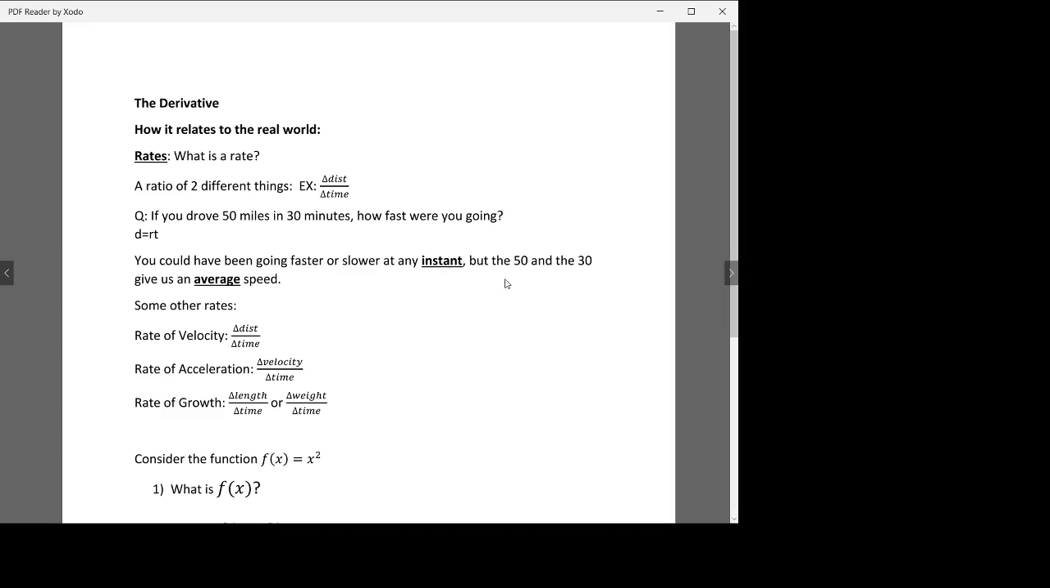Now let's look at the derivative. And you can spend a lot of time on the derivative. I'm going to give you a quick way to get up and running with it. And then we'll see. If you're really into it, maybe study it a little more, ask me a question. So the derivative, how it relates to the real world.